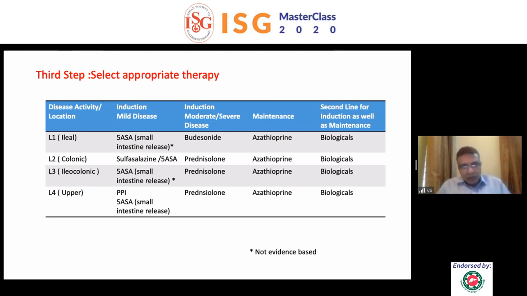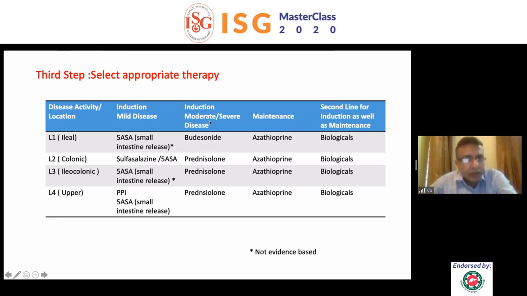So if we go through this table, we find there are 2 principles. One is induction of the remission, and second is maintenance of remission. So there are first-line therapies, and then there are second-line therapies. If you look at first-line therapies, for L1 or ileal disease, 5-ASA is good for induction for mild disease. I put a star out here. That star shows it is not evidence-based. I'll discuss it later, but yes, it is used.